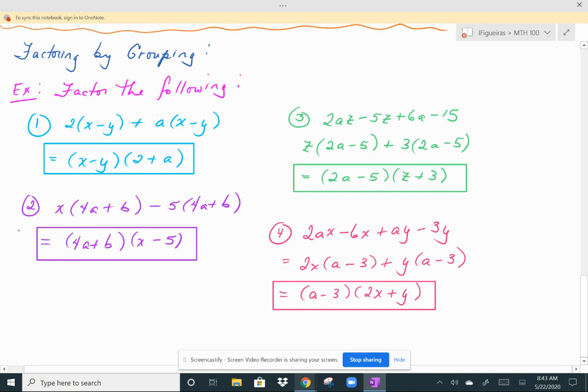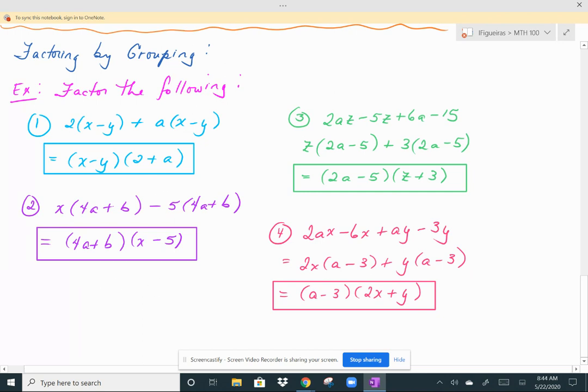Okay, here's another example. It's really similar. Number 2, I have x times 4a plus b minus 5 times 4a plus b. Just like the last example, these two expressions have a common factor of 4a plus b. That goes first. And then what's left is the x and the minus 5. So that goes second. So what's inside the box is my factored expression because it's written as a product. The original expression has a minus sign in between, so that is not considered to be factored.